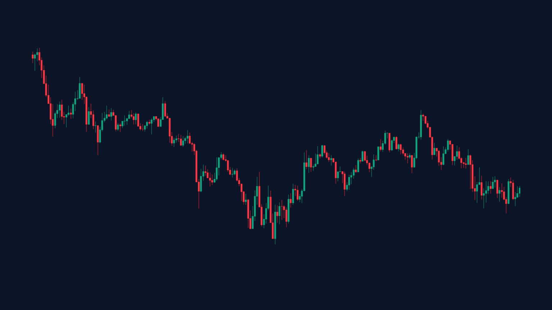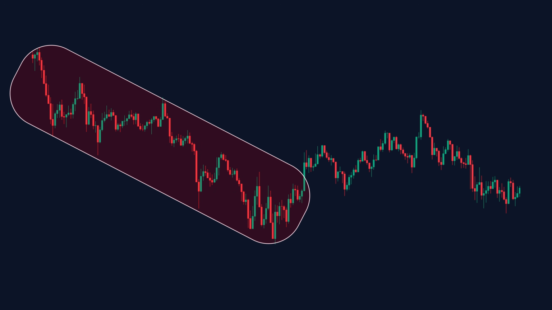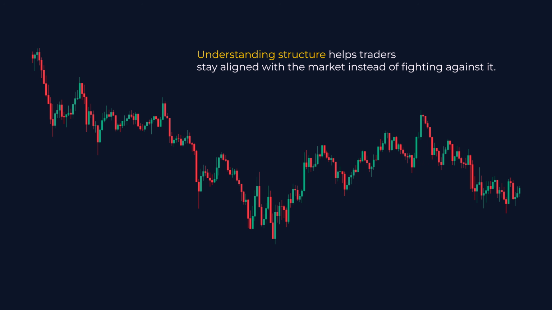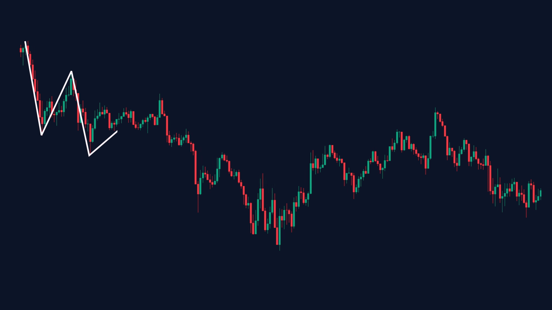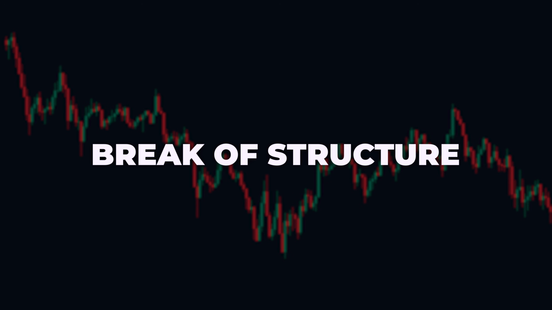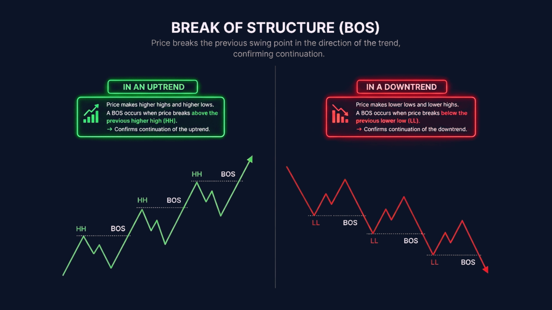A common beginner mistake is trying to buy in a downtrend or sell in an uptrend. Understanding structure helps traders stay aligned with the market instead of fighting against it. But how do traders confirm that a trend is actually continuing? That's where break of structure comes in. Break of structure is one of the clearest signs that momentum is continuing in the current direction.